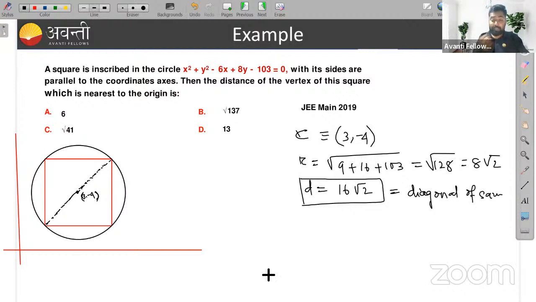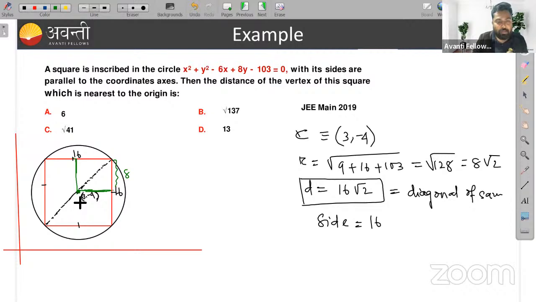If it is the diagonal of the square also, then can you find the side of the square? Side of the square will be diagonal upon root 2. If diagonal is 16 root 2, then side is 16. So the length of the side of the square I am getting is 16. All sides are the same, that is 16. If I join the half of this point and also these 2 points, this length will be 8. This length will be 8.